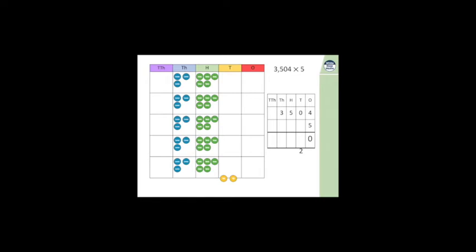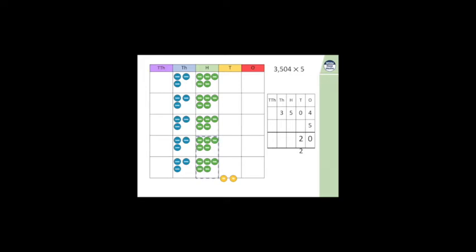Next step. 5 times 0 is 0. Whenever you multiply a number by 0, the answer is going to be 0. There were 2 underneath, so we need to add those on. 2. Next column, 5 groups of 5. 5 times 5 is 25.